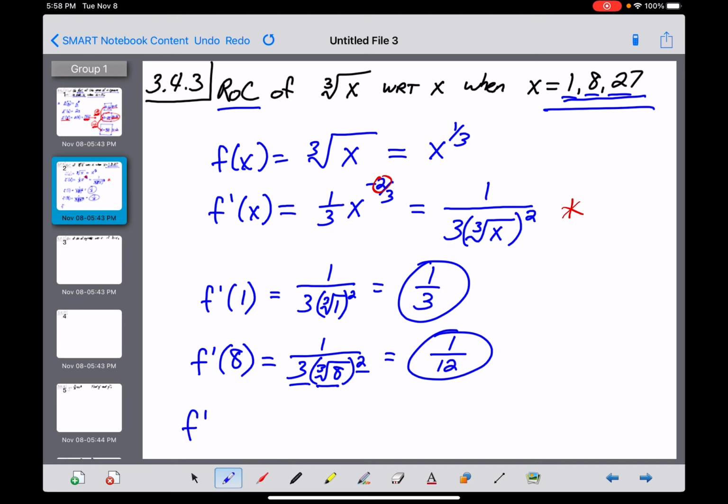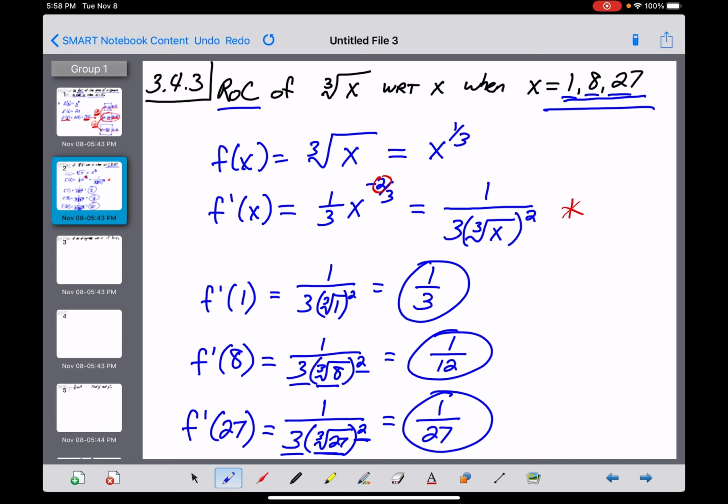And I think I see where this is going. f prime of 27 is going to be 1 over 3, and now in parentheses, this will be the cube root of 27, and all of that will be squared. All right, so the cube root of 27 is 3. 3 squared is 9. 9 times 3 is 27. So we'll get a 1/27 for the answer to the third part, and that's number 3.